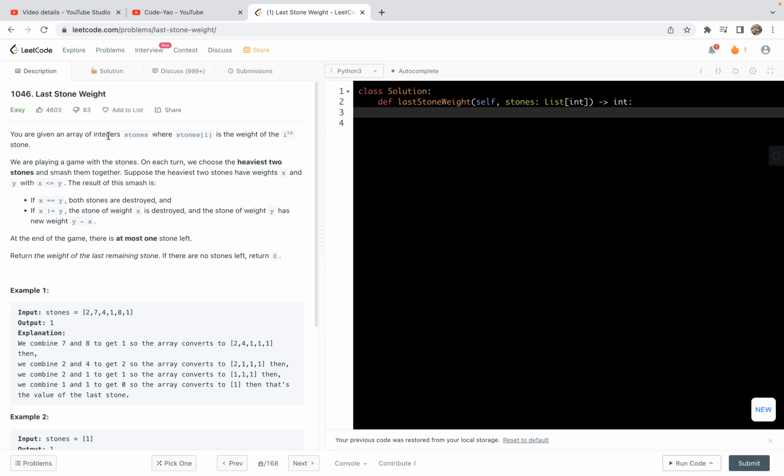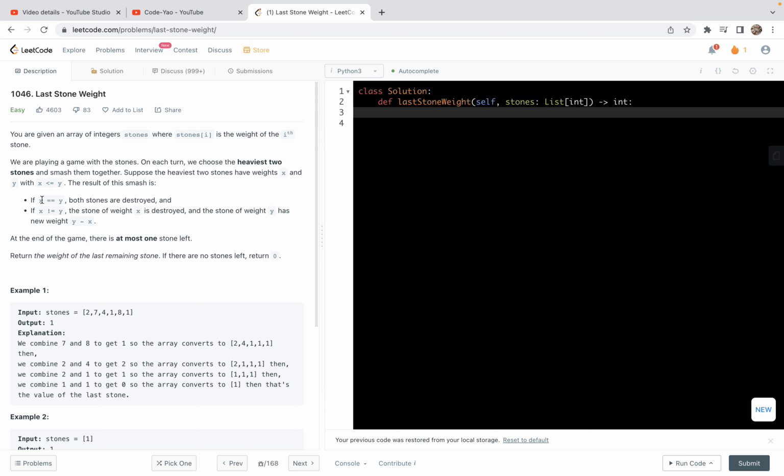So we are given an array of integers called stones, where stones[i] is the weight of the ith stone. We are playing a game with the stones, and on each turn we choose the heaviest two stones and smash them together. Suppose the heaviest two stones have weights x and y respectively, and we can assume that x is less than or equal to y. Then the result of this smash is the following.